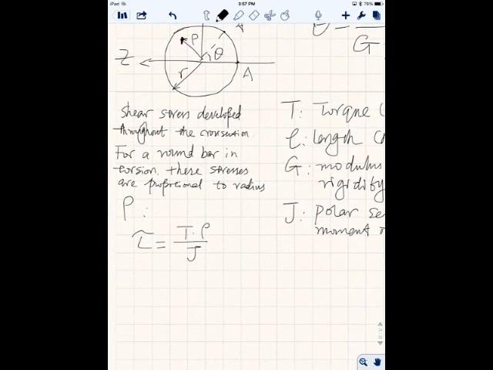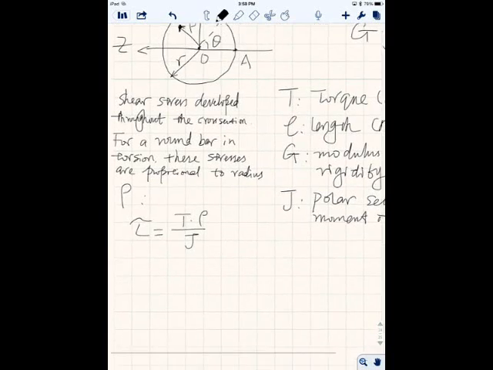It's very similar to the neutral axis idea. So if I twist it, on the outside surface it has the most shear stress. At the rotational center, for example, I say this is point O, it's not going to have any shear stress at all. Okay? All right.